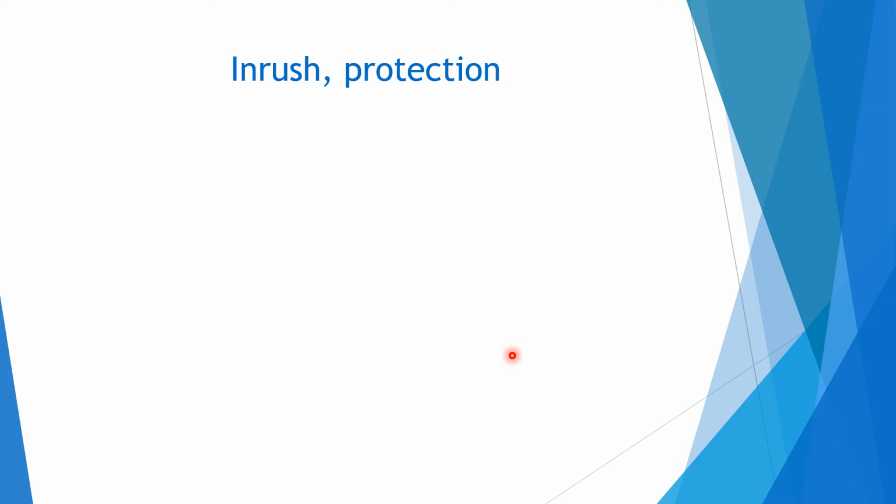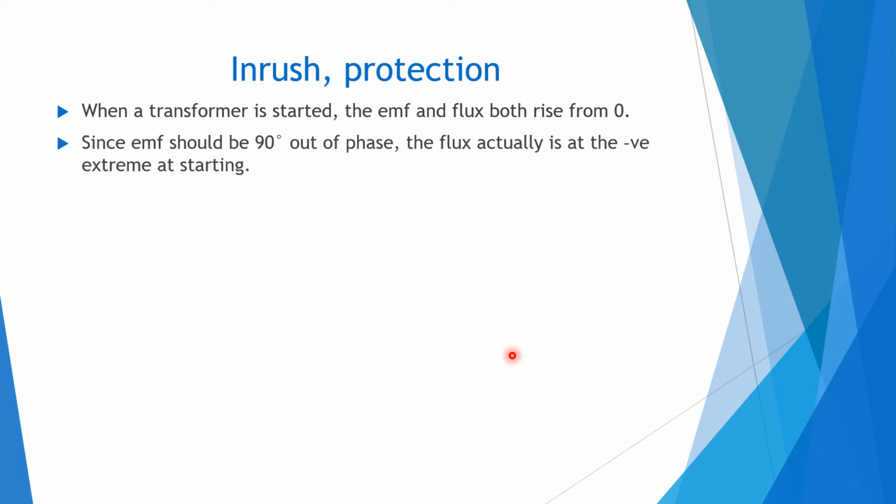Now comes a rather neglected part of a transformer, that's the inrush current. So what is an inrush current? Say when you start a transformer, the EMF and flux both rise from zero, right? But the EMF was the derivative of the flux. So when you are applying some EMF, the flux is like the integral of EMF, tries to go up. But observe that flux should technically be 90 degrees out of phase, right? So it should actually be the most negative extremum at the starting, but it is actually at zero.